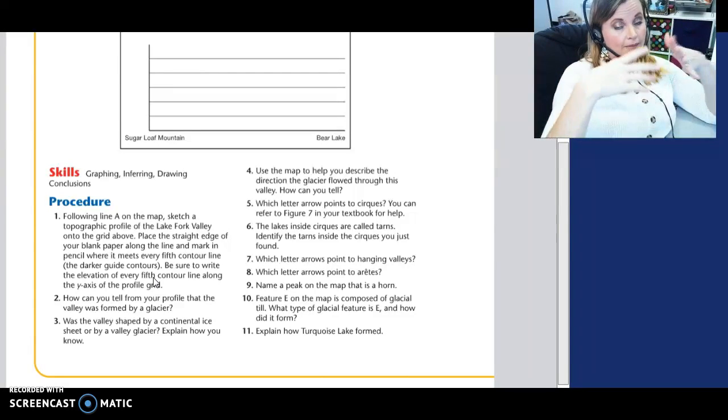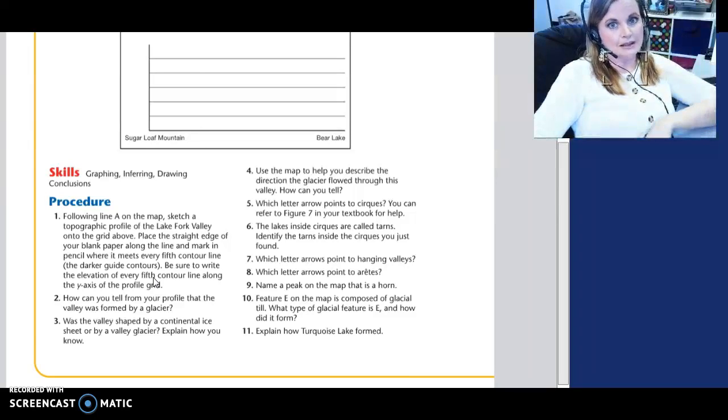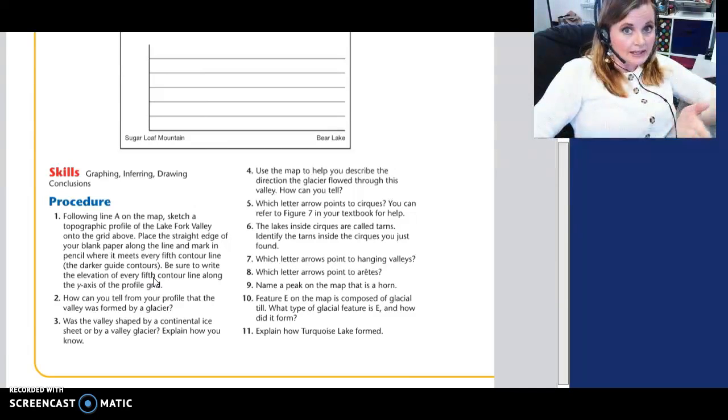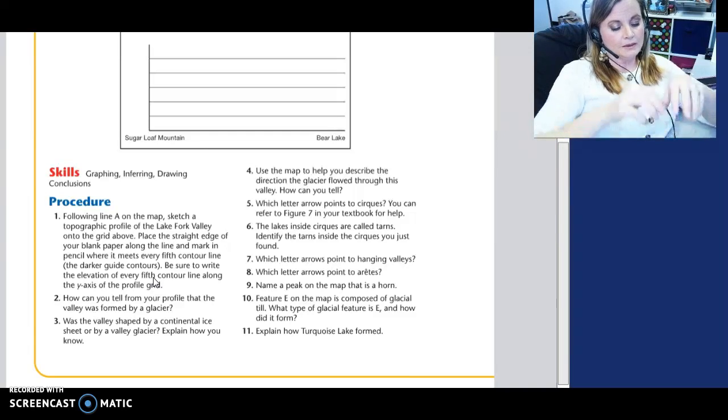So obviously from this information we would expect that this is a U-shaped curve on the graph. Question 3 says, was the valley shaped by a continental ice sheet or by a valley glacier? The fact that it's a valley probably should be somewhat of a giveaway here that it's a valley glacier, but remember that a continental glacier would be spreading outwards in all directions and not coming down the topography of the terrain.